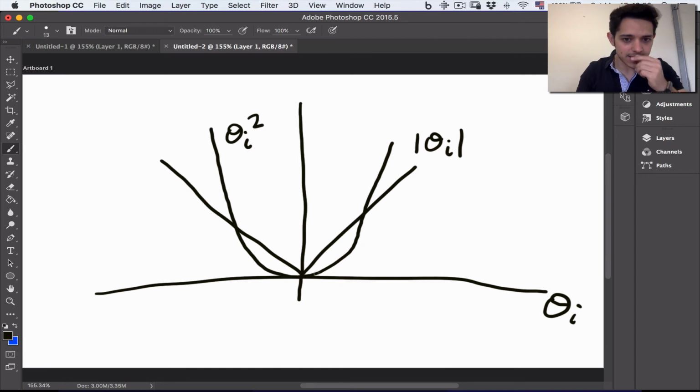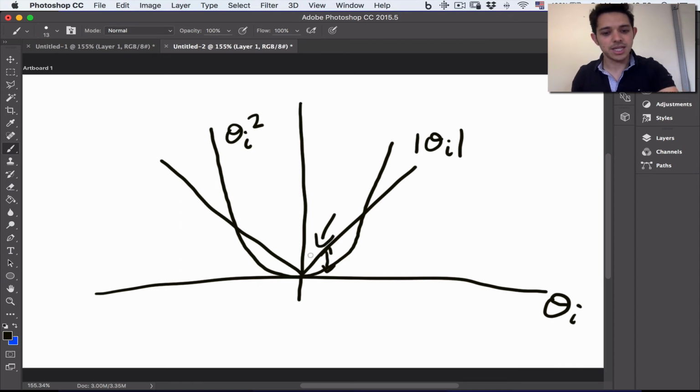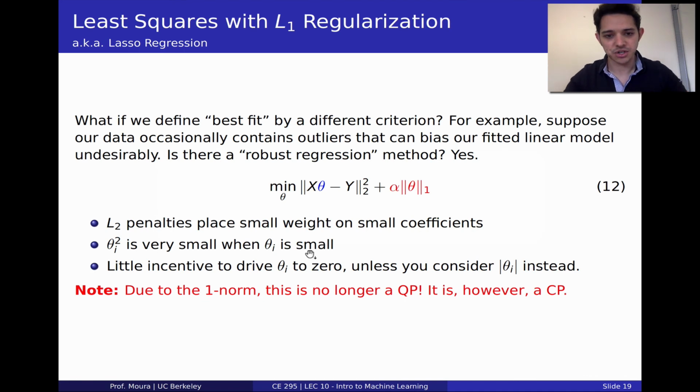Now, the key concept here is that when the theta i's get very small, if you use the 2 norm, then the penalty you pay is quite small. So there's little incentive to take theta i all the way to 0, because when it's quadratic, even if you're close to 0, the penalty is vanishingly small here. In contrast, with the absolute value of theta i, there is still relatively large penalty even for small values of theta i. So there's more incentive to take theta i and send it to 0. Now that has an important interpretation in application for L1 regularization, which we'll see here in a sec.